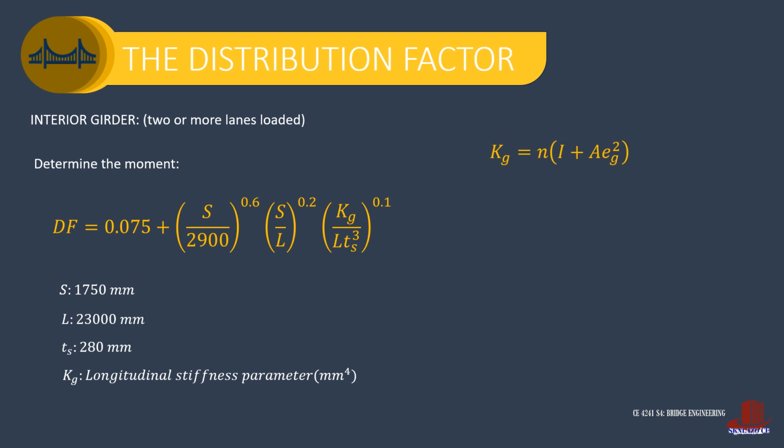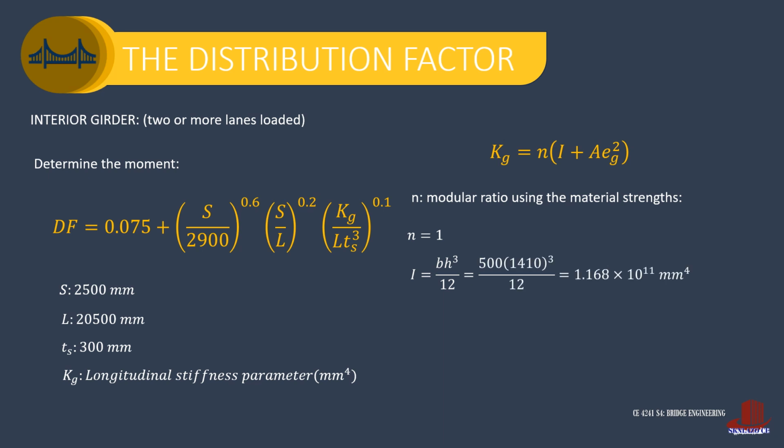The equation for K sub G is N times I plus A times E sub G squared. N is the modular ratio of the girder and deck, and since both are made of the same material and strength, we have N as 1. The moment of inertia I uses BH cubed over 12 as the girder is a rectangle. That is 500 times the cube of 1410 over 12, which gives 1.168 times 10 raised to 11. The area is 500 by 1410, which results to 705,000 square millimeters.